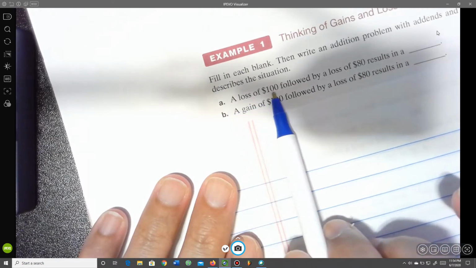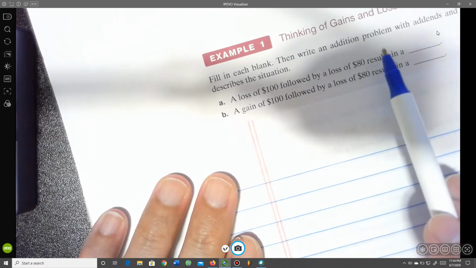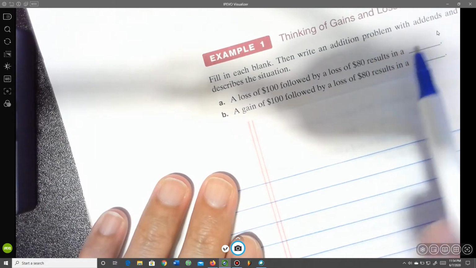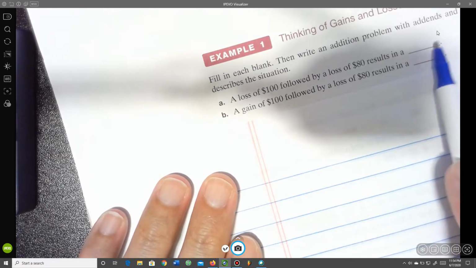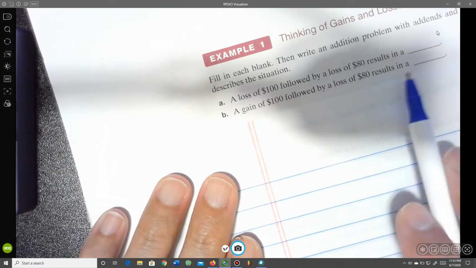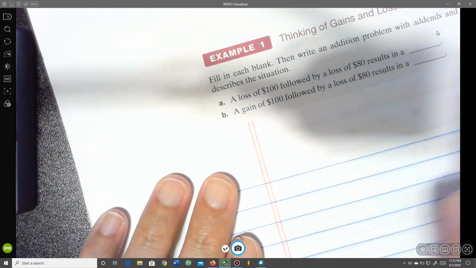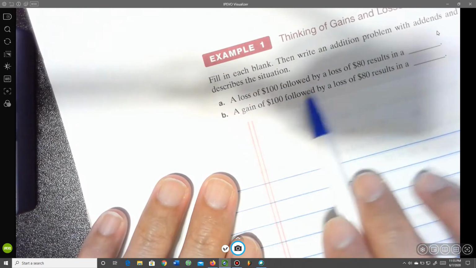Watch. A loss of $100 followed by a loss of $80 results in a. Does it result in a loss or a gain? That's what they're asking. And you're never gonna see this kind of problem again in the whole chapter, the whole section, the whole class. Okay, only this part here.